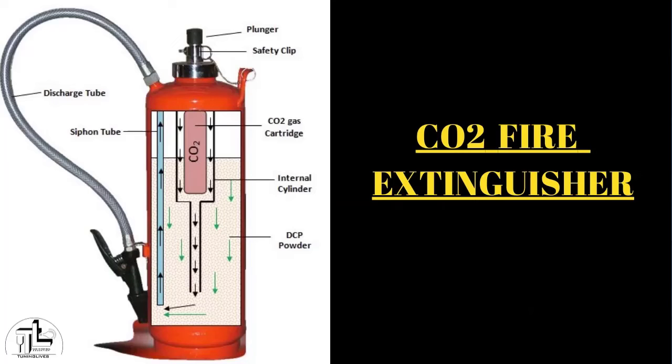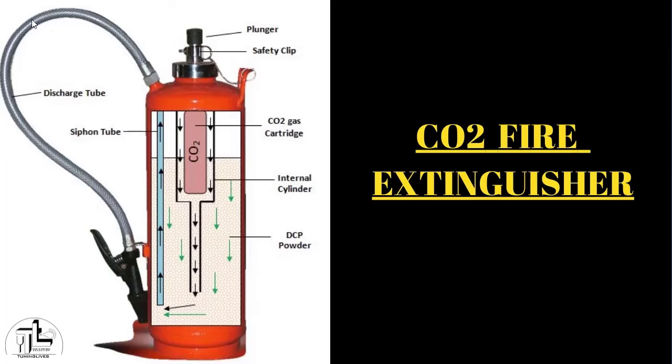Let us now understand how CO2 fire extinguisher works. So on the top you can see there is a plunger, safety clip. This is the cylinder body. This is the CO2 gas cartridge in which the compressed CO2 carbon dioxide gas is filled. Then this is the internal cylinder. This is DCP powder, which is dry chemical powder. Then this is the siphon tube.